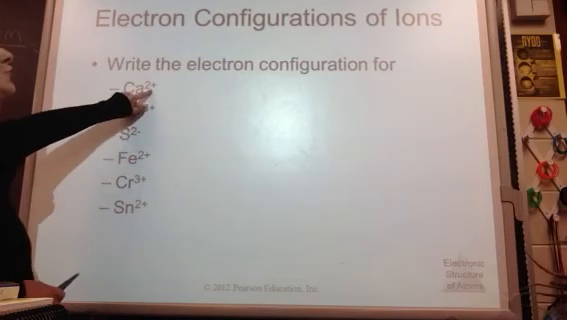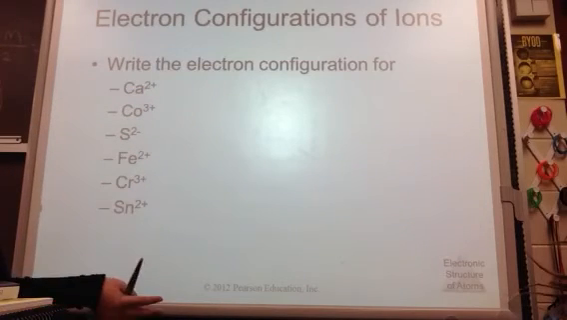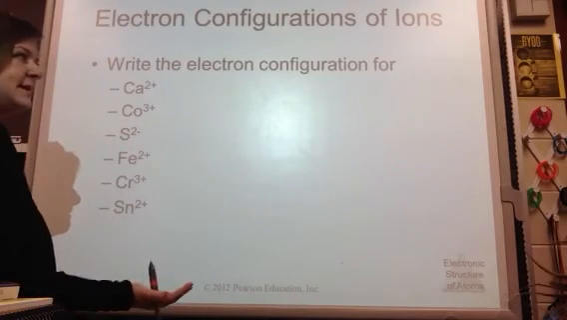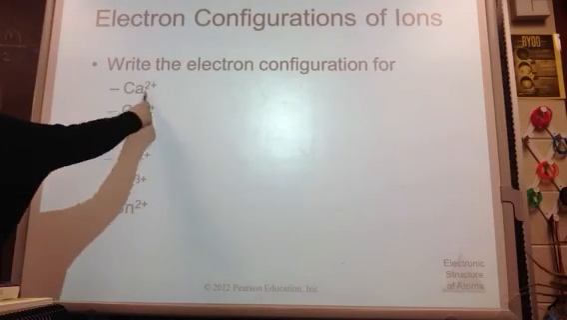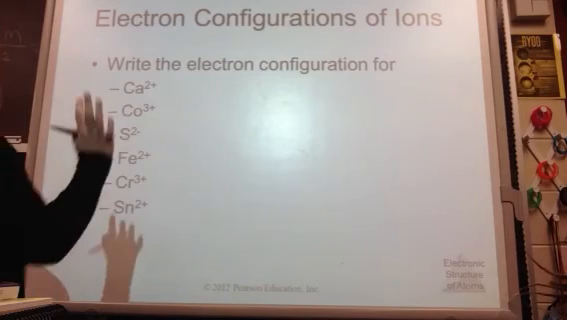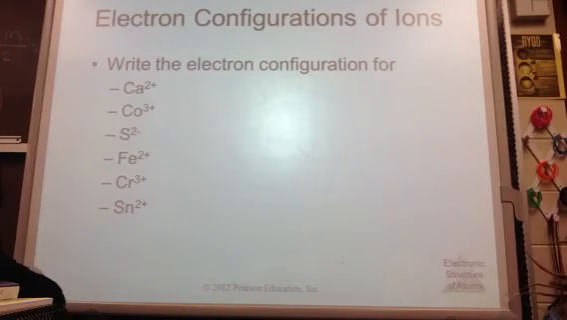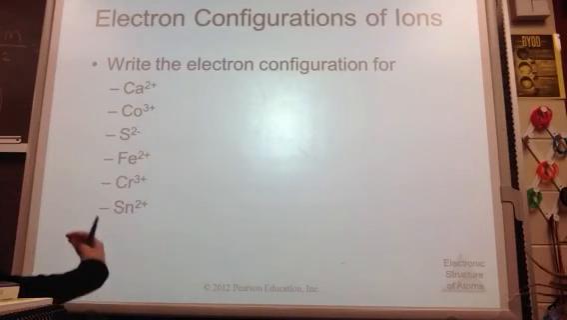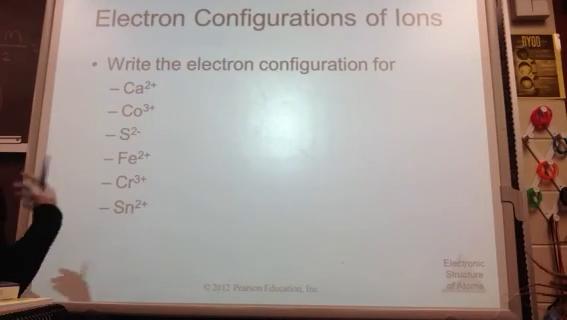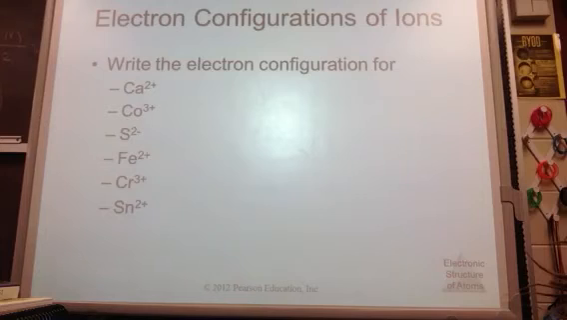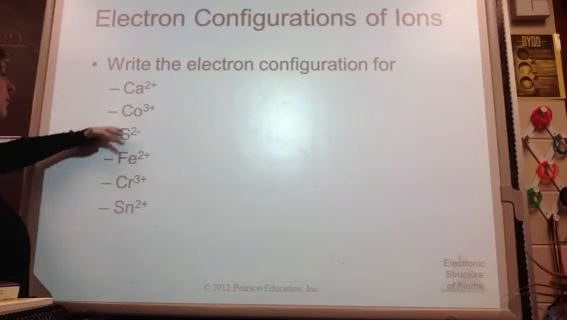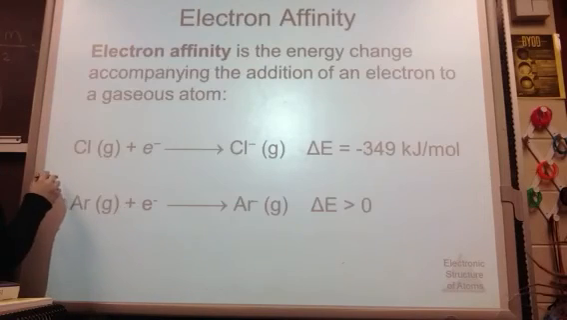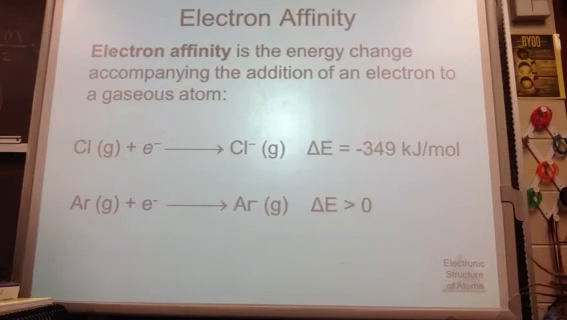If it has a positive 2 charge, it means it's lost 2 electrons. It has two more protons than electrons in its atom. So this positive 2 is indicating it lost 2 electrons. If I lost those 2 electrons, that would leave me with the noble gas configuration of argon. So I would take off that 4s2, and then I'd be left with the same noble gas that argon would have. You guys can write the rest of these, and if you have questions on this, let me know, but I think for the most part that should be pretty straightforward.